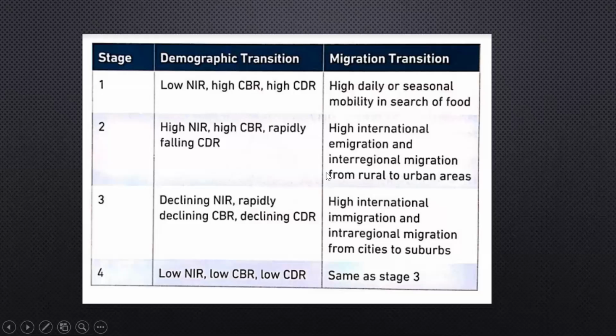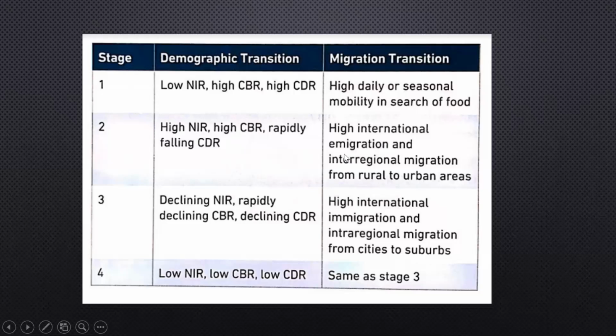Okay, and you could also think of migration along with the demographic transition model, and see how things play out. It's good to look back at this at the end of the lecture. If you look at the different stages in the demographic transition model, you can make a correlation to how migration plays out in these countries at different stages.